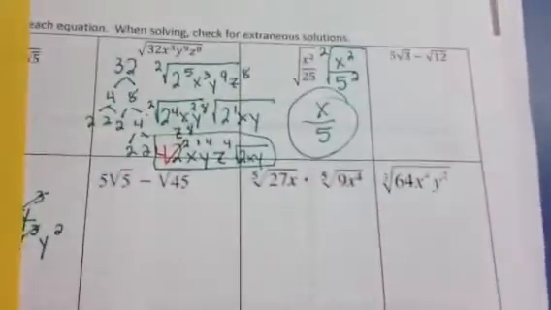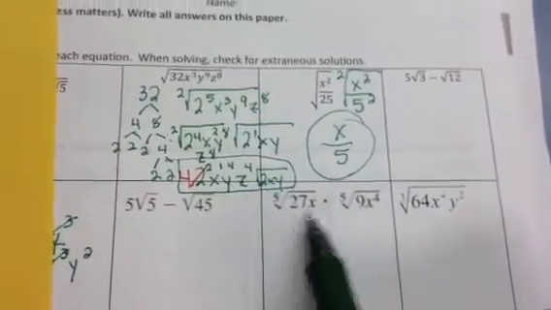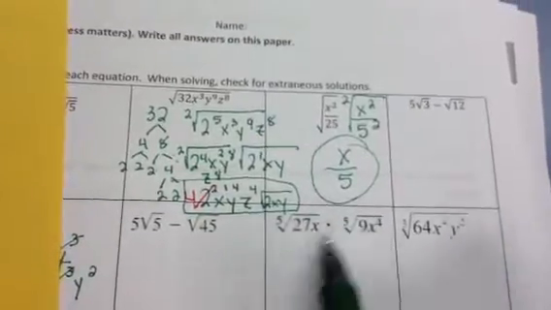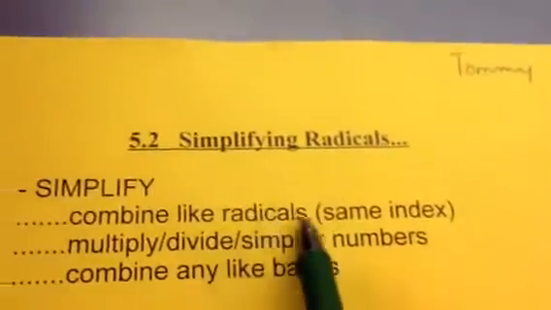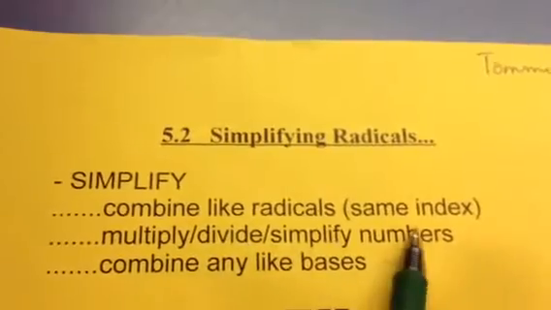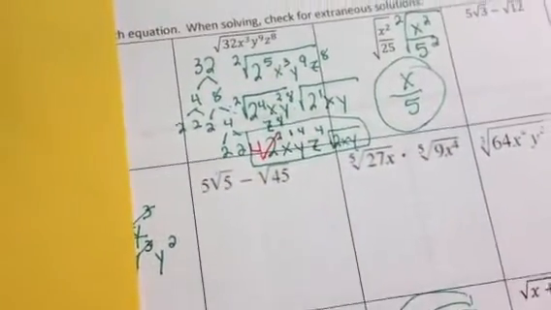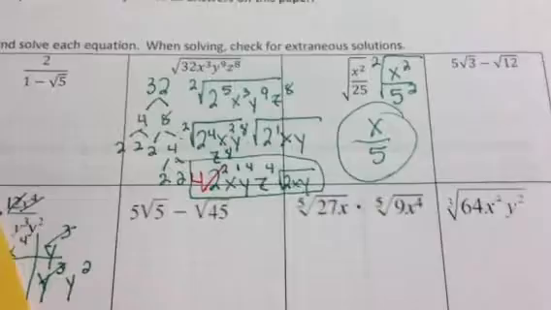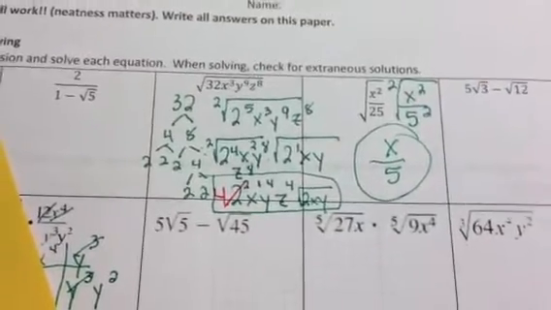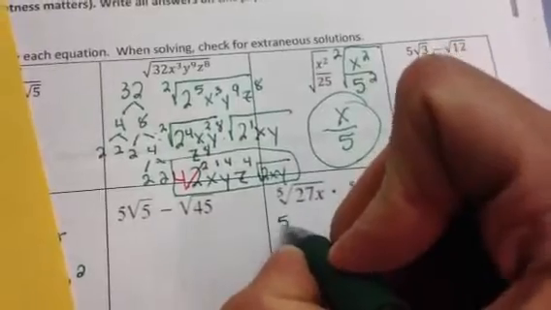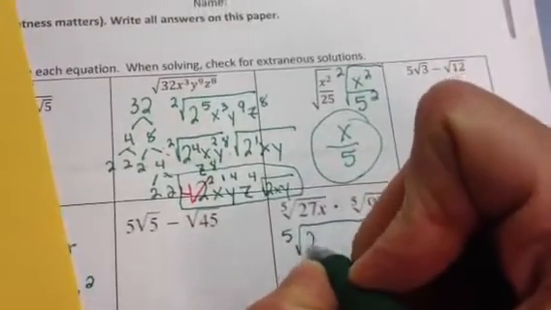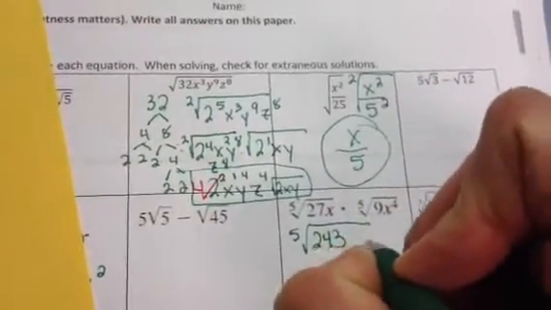All right, next one. So this is a problem where I do want to combine them because they have like radicals, the same index. And as I do that, I want to multiply, divide, simplify any of the numbers, but then I want to combine any like bases. So for instance, I can take 27 times 9, and again, this is not always the best way to do the problem, but I'm going to stick with the same way every way, and that becomes 243, and then combine my x's.